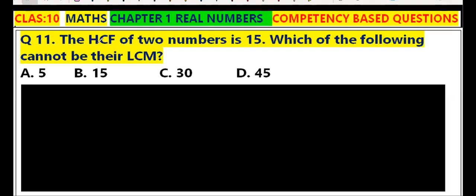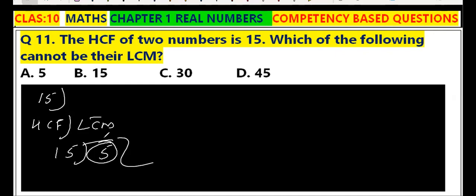Now see the question. This is a different one. Language देखिए इसका. The HCF of two numbers is 15. ये LCM नहीं है, 15 HCF है. Which of the following cannot be their LCM? HCF हमेशा ही LCM को exactly divide करेगा. तो I am writing 15 here. इधर HCF देखिए और इधर आप LCM देखिएगा. यहाँ पे HCF 15 दे रखा है and 15 cannot divide 5 because 5 is a smaller number than 15, और divide भी नहीं करता है. तो इसका मीनिंग ये हुआ कि the number 5 cannot be their LCM.